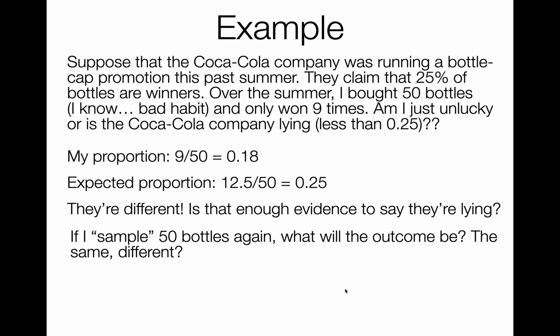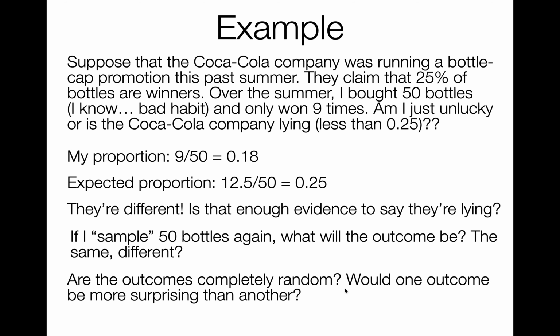Hopefully you should think, well, I'm going to get something else. Okay? Not every time, so you're not going to get 9 every time. Who knows what you're going to get, but you could get 10, you could get 12, you could get 15, you could even get 20, maybe even 30 or 40. Okay? So I don't know what they are. But the question is, are those outcomes completely random, or is there some pattern to them? Another way to ask that question is, would one outcome be more surprising than the other? Again, think about that.